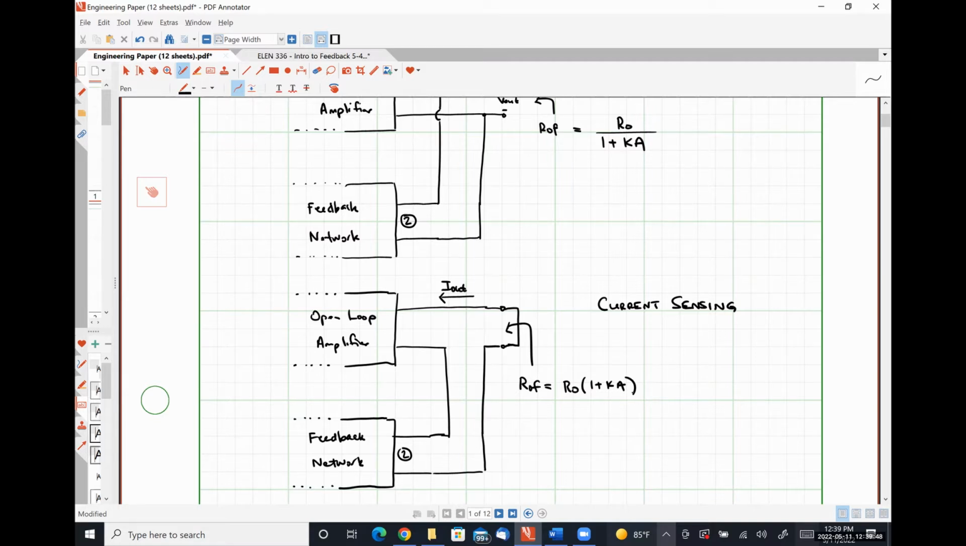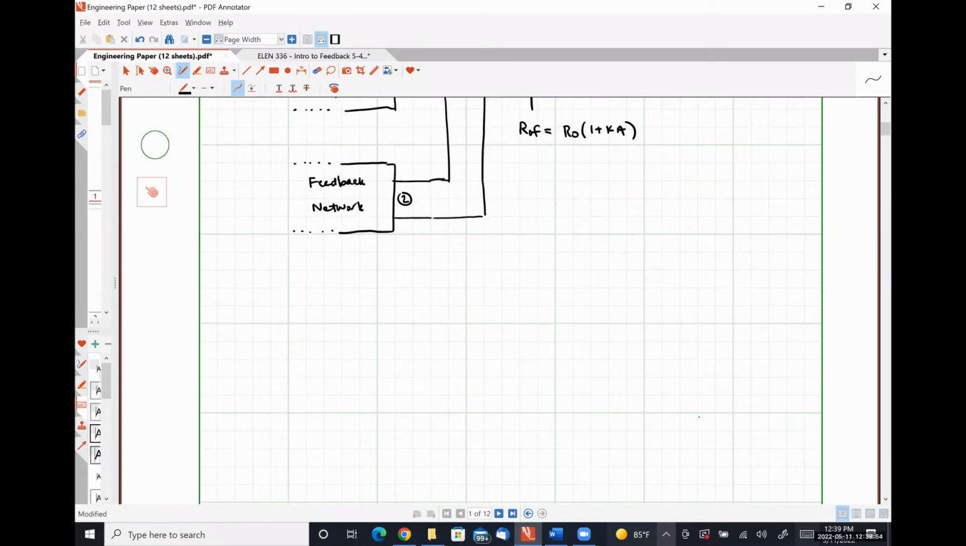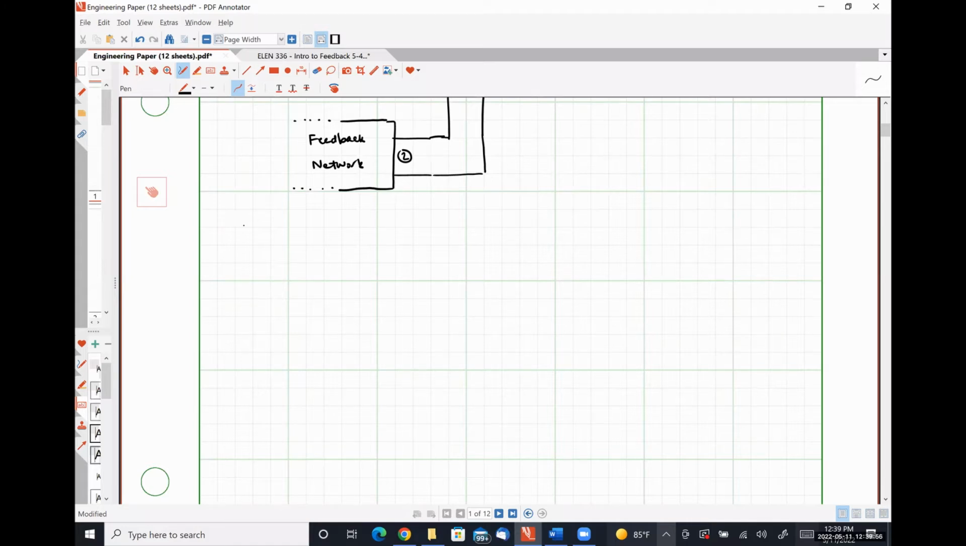So now let's talk about mixing. So we're going to be looking at the other side. Okay. So this is mixing or returning. All right. So now we're going to be looking at the input side of our open loop amplifier and the output side of our feedback network.